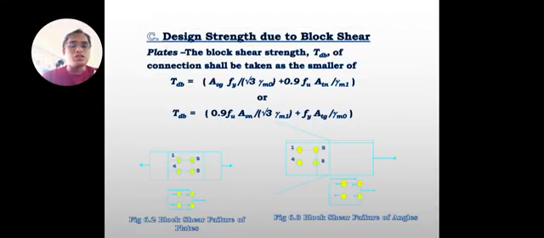Then our next topic is the design strength due to block shear. The block shear strength, Tdb, of a connection shall be taken as the smaller of Tdb equal to Avg Fy over square root of 3 γm0 plus 0.9 Fu Atn over γm1, or 0.9 Fu Avn over square root of 3 γm1 plus Fy Atg over γm0. That is the formula for a plate.